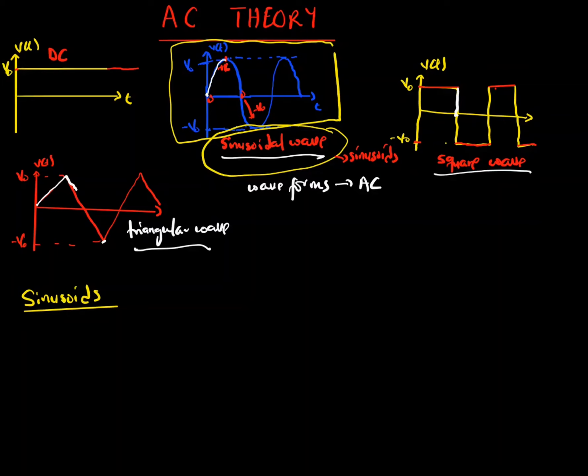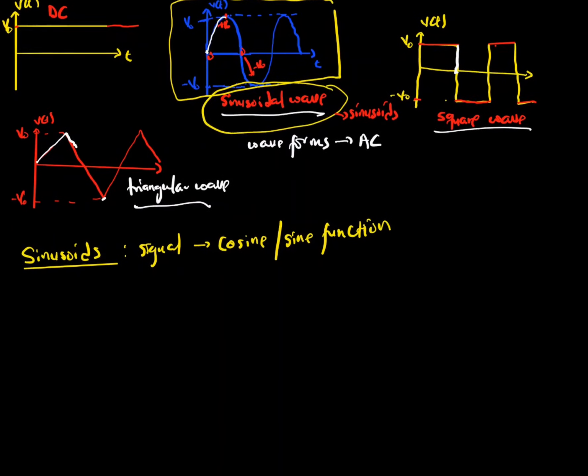When we say a sinusoid, what is a sinusoid? A sinusoid is a signal that has the form of a sine or cosine function. Any signal having the form of a cosine or sine function, that is what we call a sinusoid.